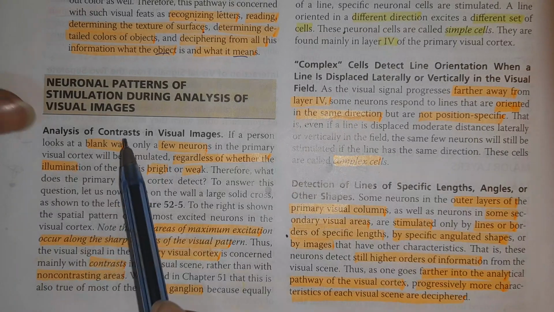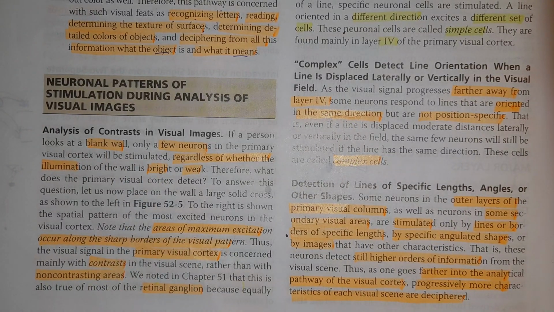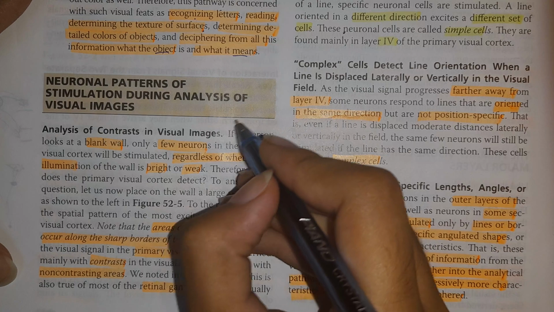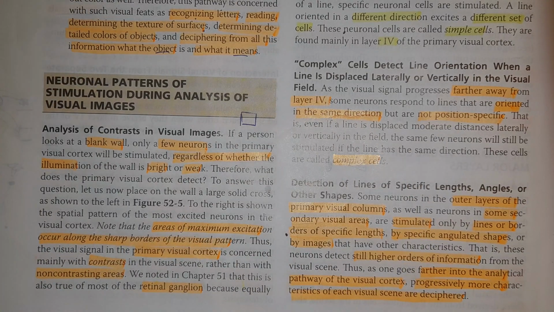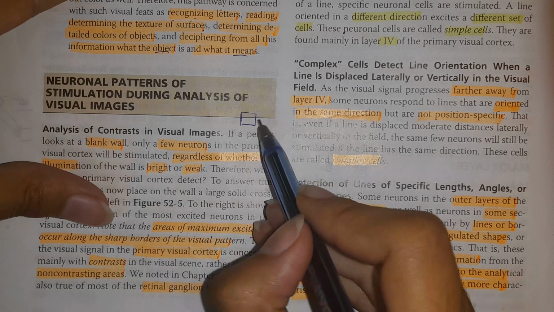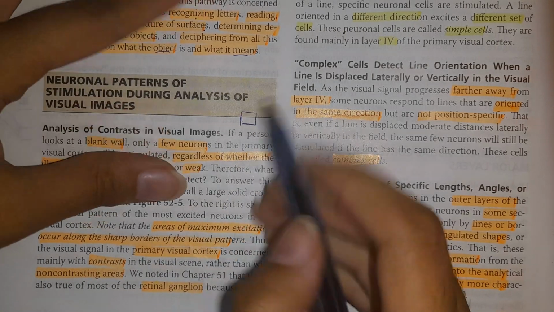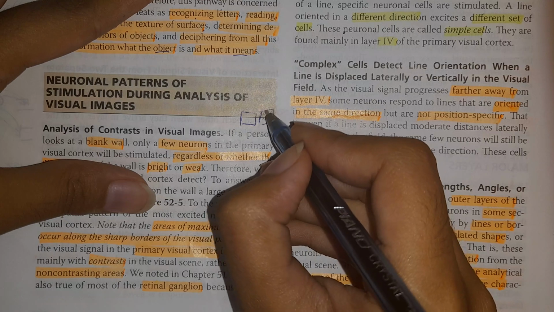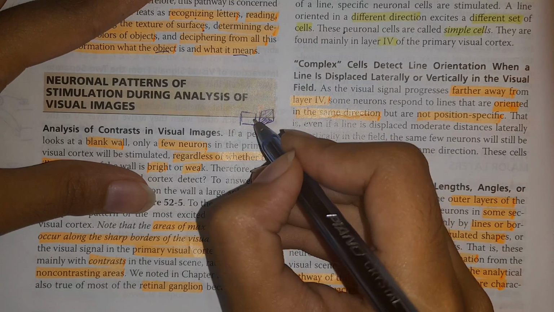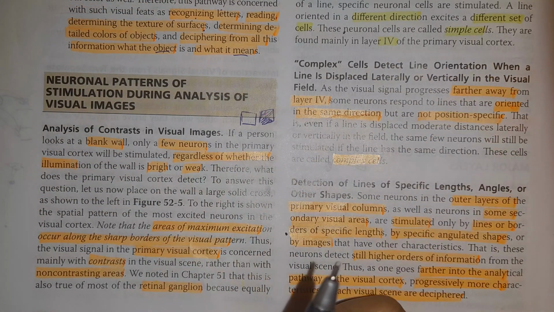Now in this video, we are going to discuss the analysis of contrast in visual images. What happens is, for example, this is a blank wall and you are staring at it, then only a few neurons will be excited. It means that whether it is light or dark, in both cases only a few neurons will be excited.